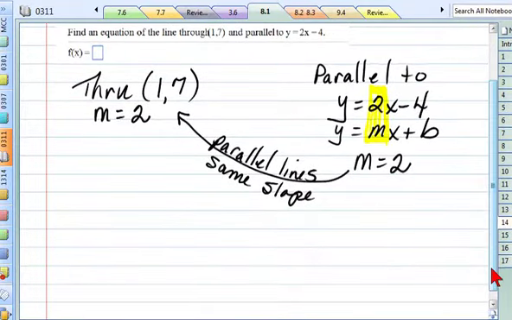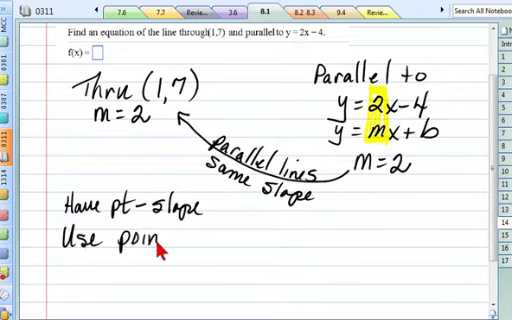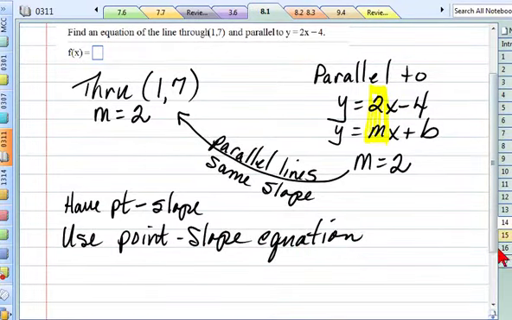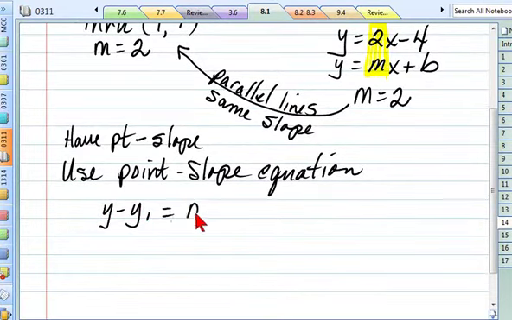The problem has now changed a little bit. Now I know that I have a line that I'm trying to get its equation. It goes through a point and it has a particular slope. If I have a point and the slope, I use the point-slope equation. And we used it a few times yesterday. It is y minus y1 equals m times x minus x1.